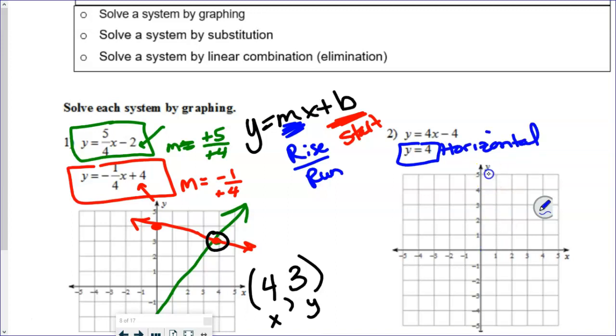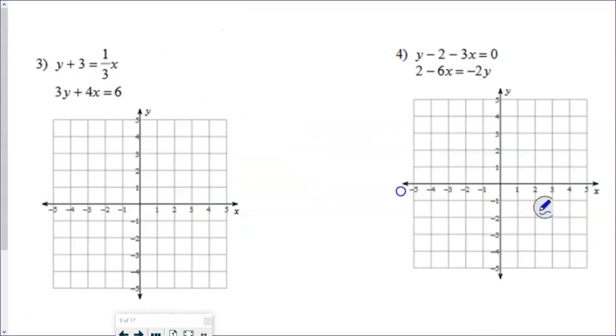So you go to the y-axis at 4, and then you draw a line through it. I'm not going to finish that question for you because I would like you to try that one, but that is a common mistake that I see from a lot of kids, is they're graphing the line y equals 4 inappropriately.